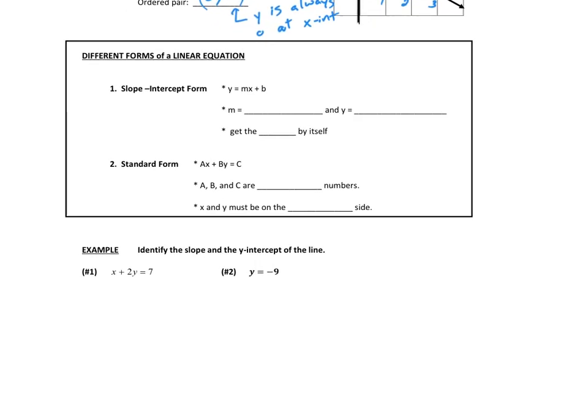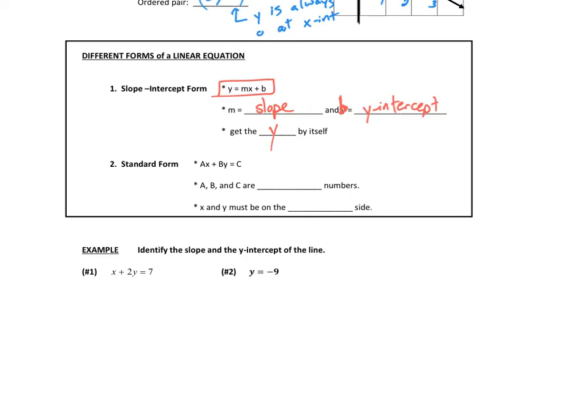Okay, then some different equations. Slope-intercept form should look very familiar to you. Y equals mx plus b, where m is the slope, and b is the y-intercept. This should say b, it's a typo. And what we want to do is always get y by itself to get it in this form. The typo is right here. It should say b equals the y-intercept.